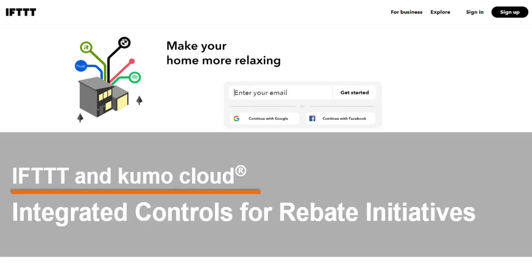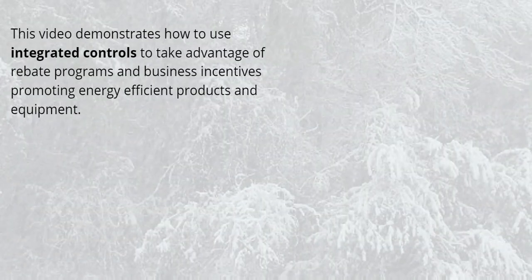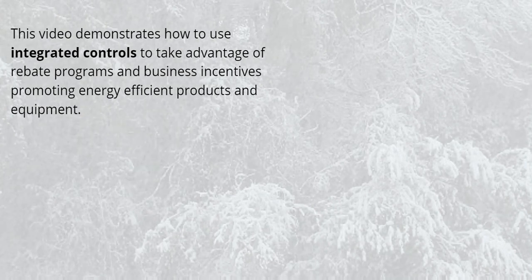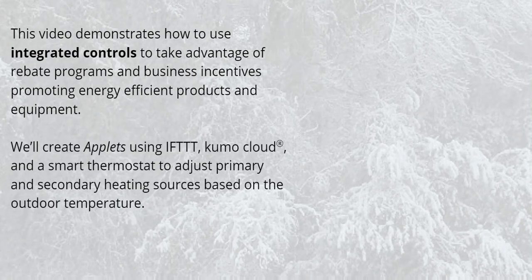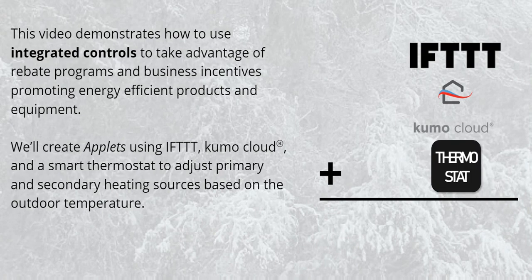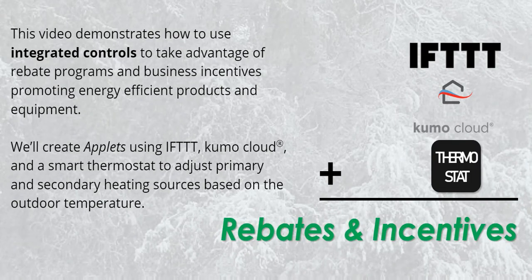IFTTT and Kumo Cloud. Integrated controls for rebate initiatives. This video demonstrates how to use integrated controls to take advantage of rebate programs and business incentives promoting energy-efficient products and equipment. We'll create applets using IFTTT, Kumo Cloud, and a smart thermostat to adjust primary and secondary heating sources based on the outdoor temperature.